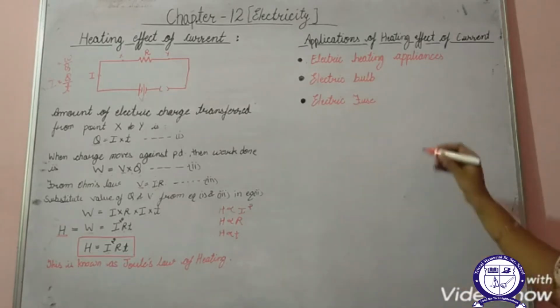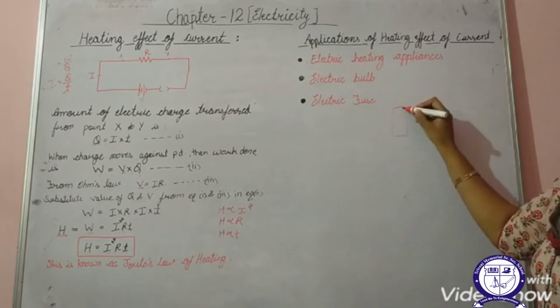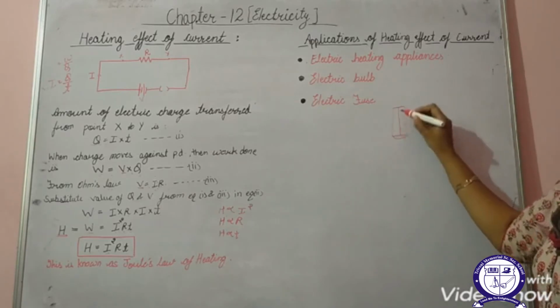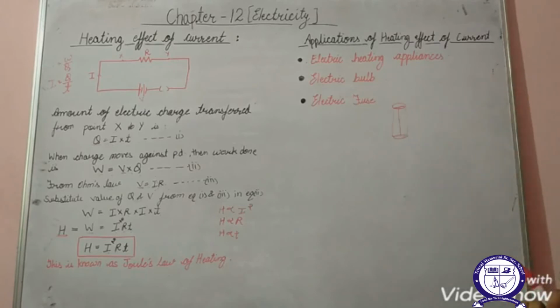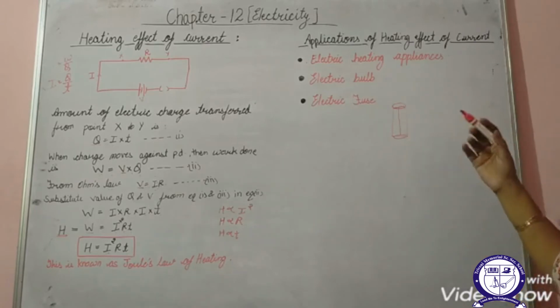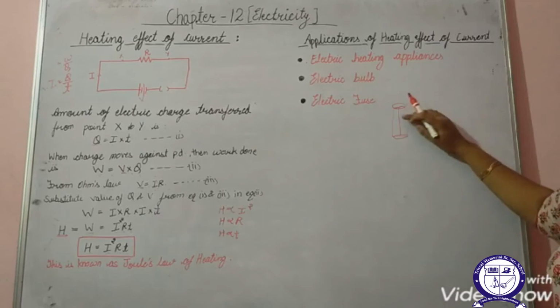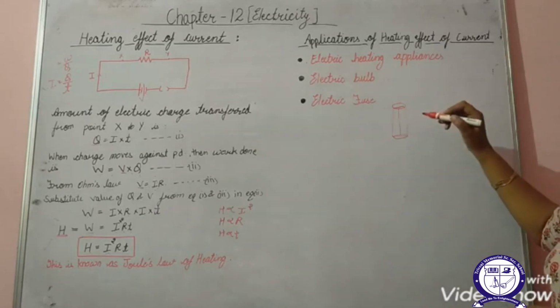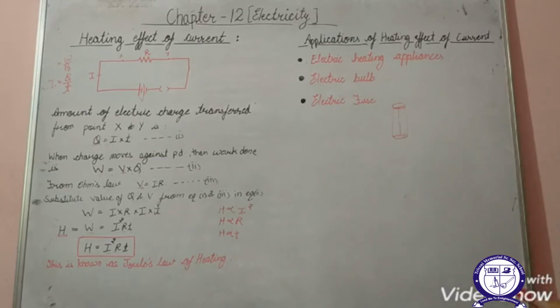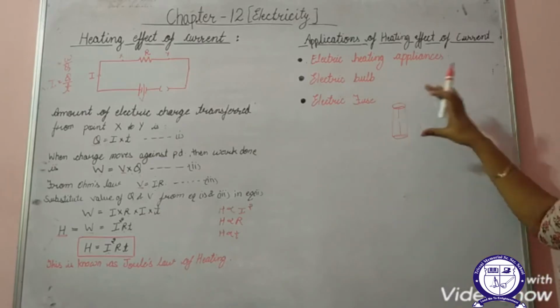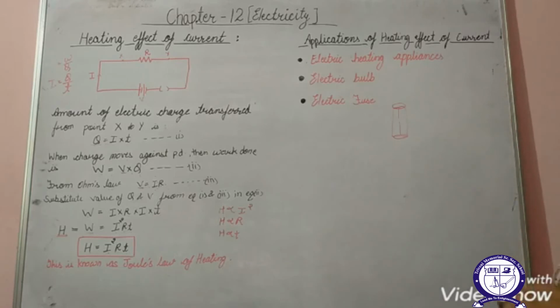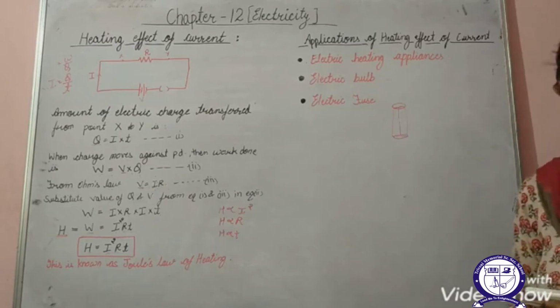Next is the electric fuse. An electric fuse is a safety device. It comprises a thin wire which is made up of tin or lead. When a large amount of current flows through the circuit, this wire melts and breaks down. When this wire breaks down, it behaves as an open circuit and cuts off the supply of the complete home, and hence it can protect our circuit. This was about the heating effect and the applications of heating effect of electric current.